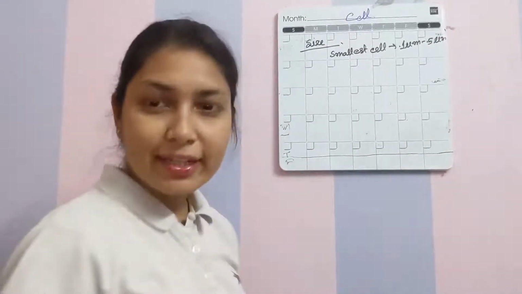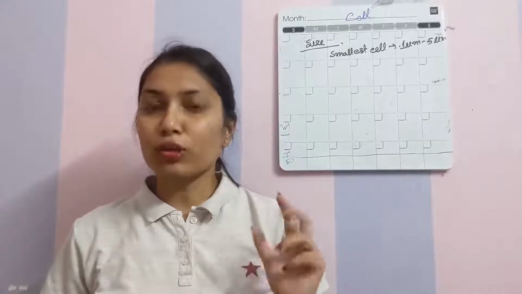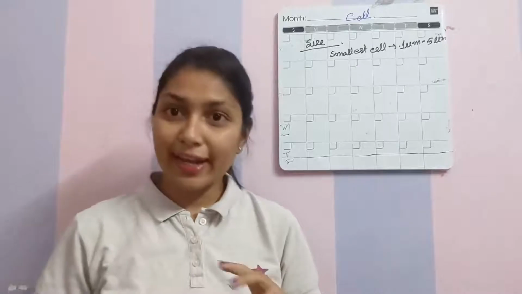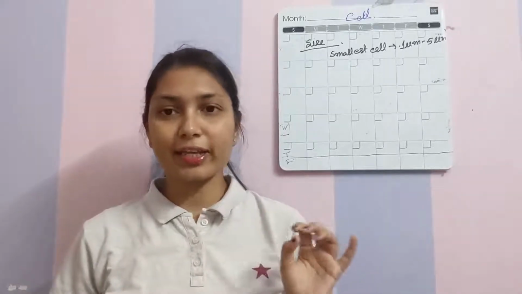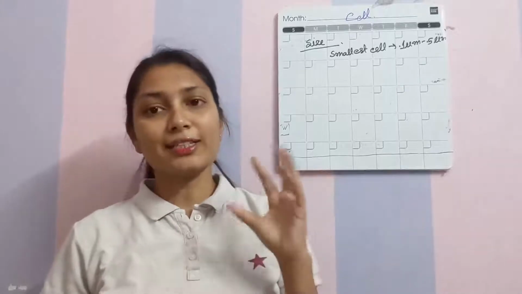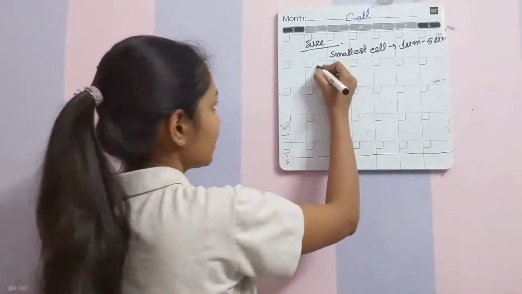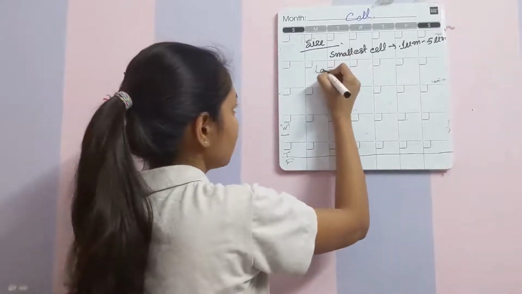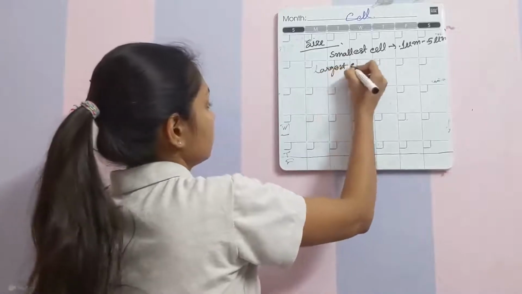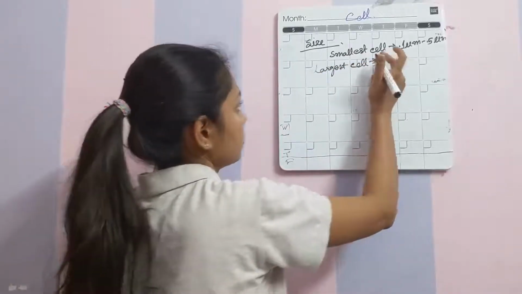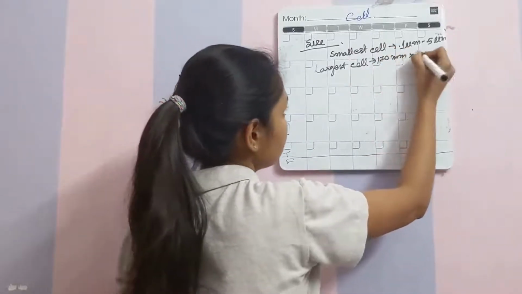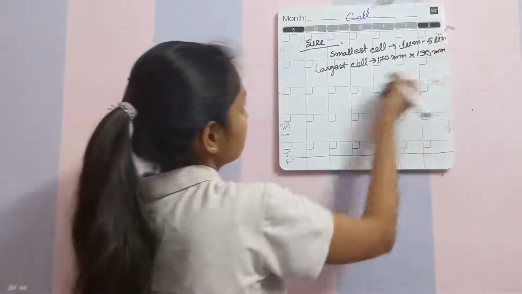We cannot see the cells with our unaided eyes, but there are some big cells also, which we can see with our naked eyes. Suppose we eat an egg, right? Daily we eat eggs at breakfast. So an egg is basically a cell. The largest cell is the ostrich egg, which ranges from 170 millimeter by 130 millimeter in diameter.